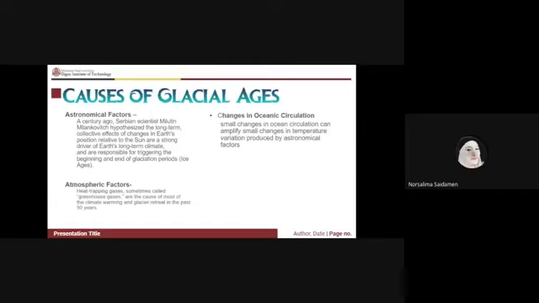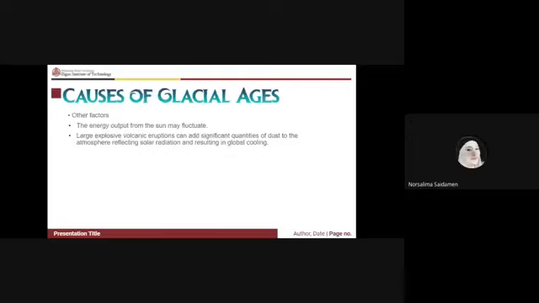And then the changes in oceanic circulation. Small changes in ocean circulation can amplify small changes in temperature variation produced by astronomical factors. And we have the other factors. The energy output from the sun may fluctuate. We also have large explosive volcanic eruptions, which can add significant quantities of dust to the atmosphere, reflecting solar radiation and resulting in global cooling. So all in all, we can say that global warming or climate change is the cause of the melting of the glaciers.